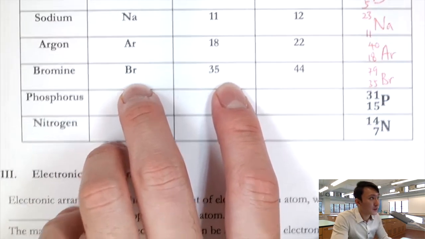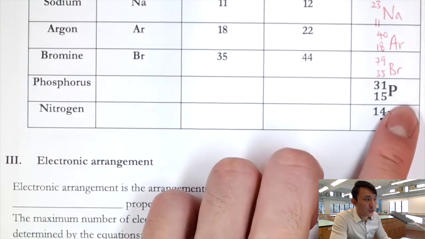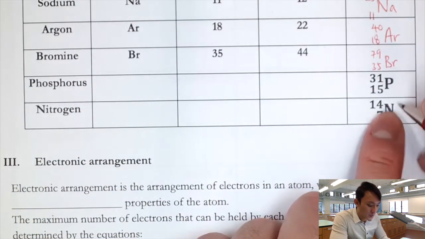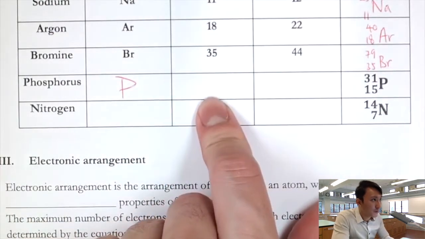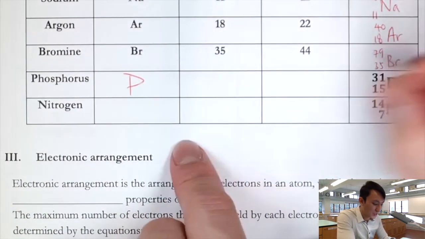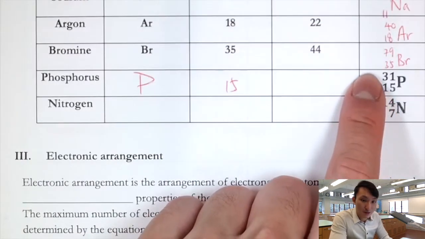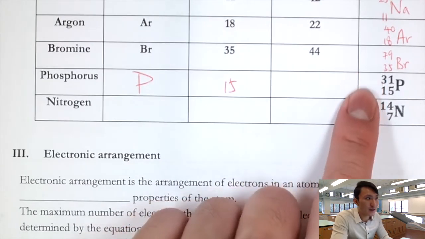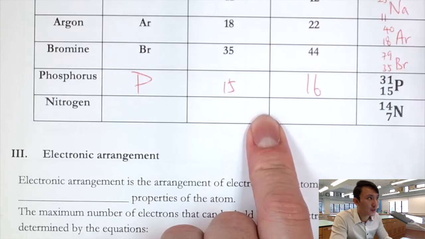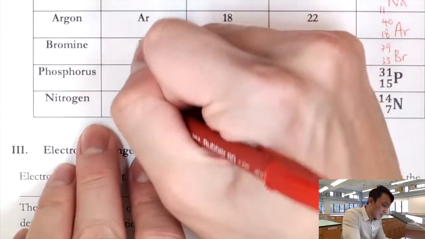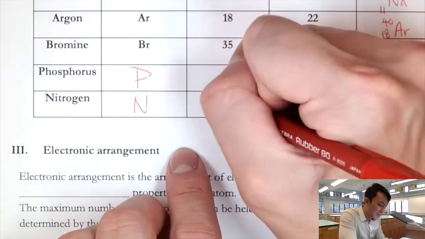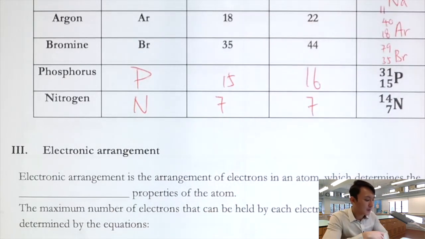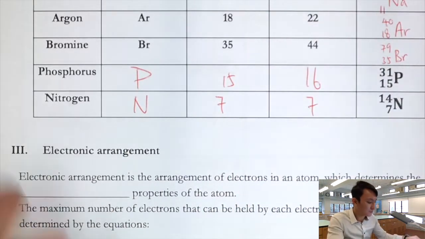Now here, this time, they give you the full atomic symbol and ask you to fill in all these blanks. First of all, the atomic symbol is this one, the P. And then the number of protons is equal to the atomic number, which is 15. You have the mass number, 31, and the atomic number, 15, so the number of neutrons is 31 minus 15, which is equal to 16. And lastly, nitrogen, we have N, the number of protons is 7, and the number of neutrons is 14 minus 7, which is, again, 7. So this one should not be too difficult.